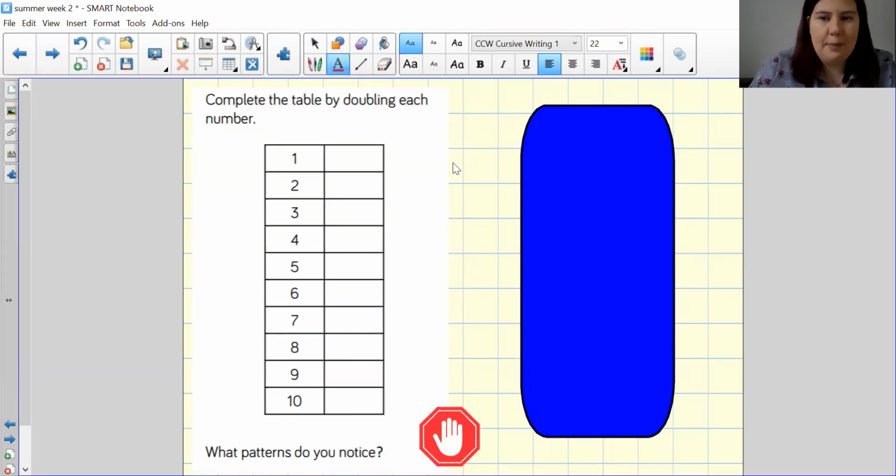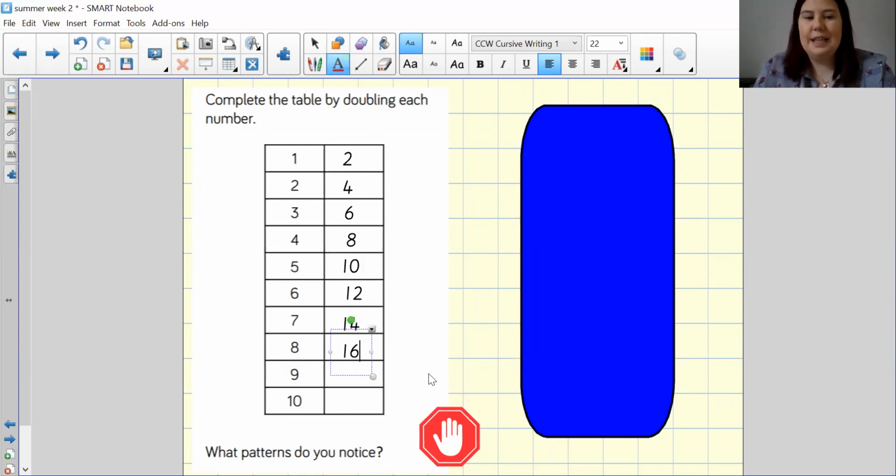Okay, so welcome back. Double 1 is 2. Double 2 is 4. Double 3 is 6. Double 4 is 8. Fantastic. Double 5 is 10. Well done. Double 6 is 12. Fantastic. Double 7 is 14. Amazing. Double 8, 16. Good job. Double 9 is 18. Fantastic. And our last one was double 10, which makes it 20.